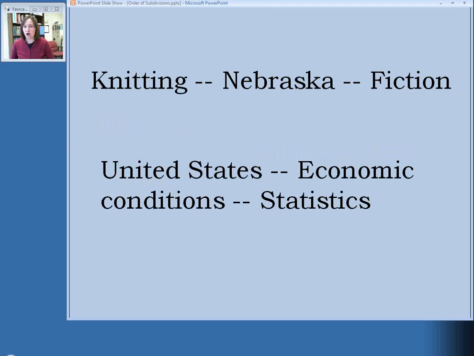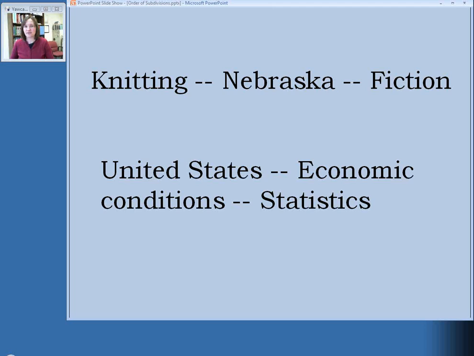And even if you don't have all of those various types of subdivisions, that same rule of thumb still holds. If you take out one of the subdivisions, there's still the same basic order. So we have knitting, then the geographic subdivision, Nebraska, and finally the form subdivision, fiction. And then we have United States for the geographic subject heading, economic conditions as a topical subdivision, and then the form subdivision of statistics.